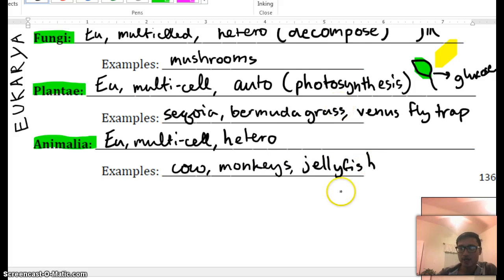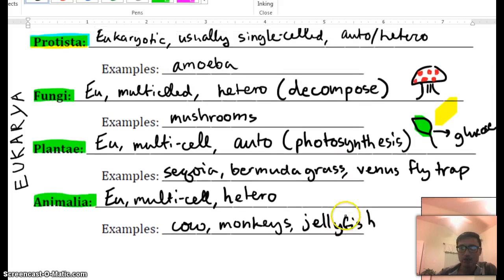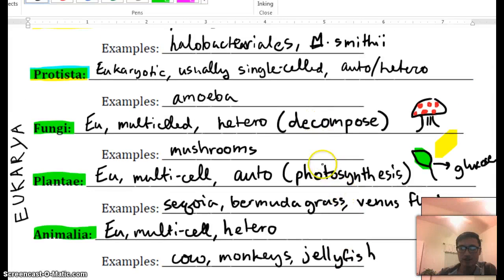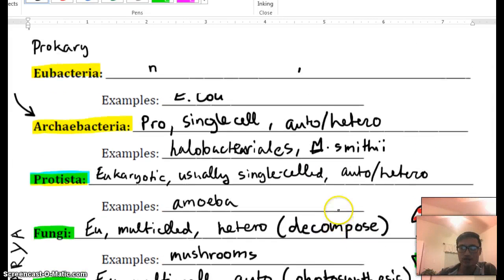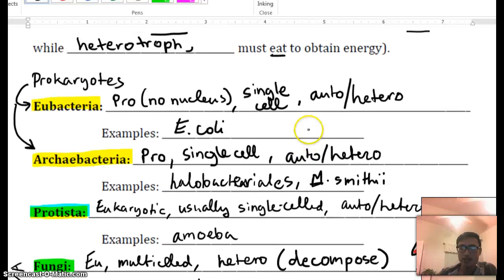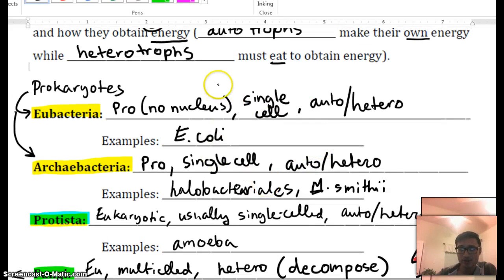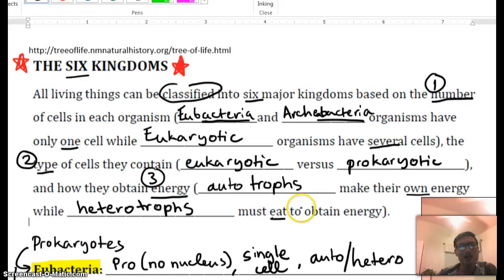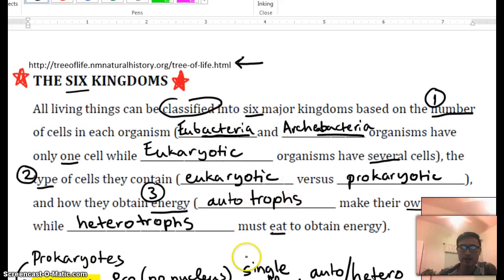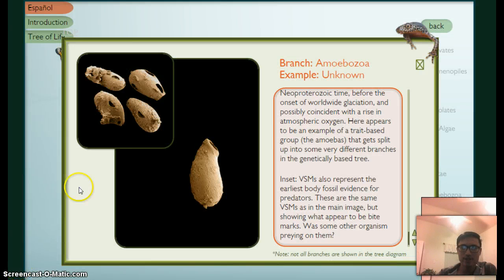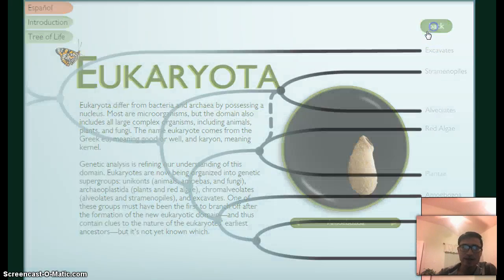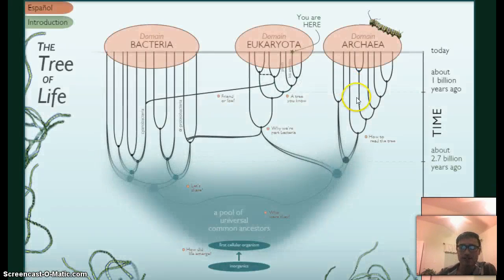Okay. Again, this section is super important. You have to know characteristics of each of these organisms, excuse me, not each organism, but characteristics of each kingdom. And kind of, you have to know the background of why they're sorted out that way. Again, I highly suggest visiting this website to help you guys kind of explore the different branches in this tree of life.